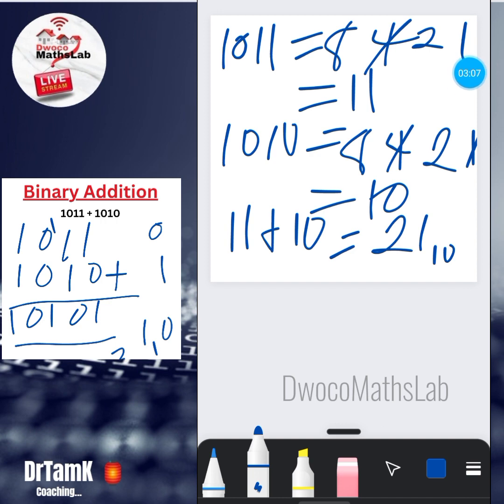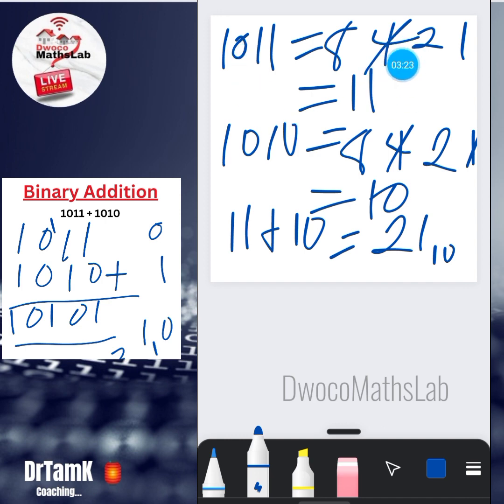Let me say that again. 2 raised to the power 0 is 1, 2 raised to the power 1 is 2, 2 raised to the power 2 is 4, and of course 2 raised to the power 3 is 8. So now in the place of 4, you can see 1, 2, 3, 4, right? If you look at that position, in the place of 4 we have 0.